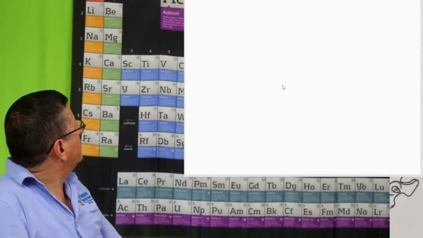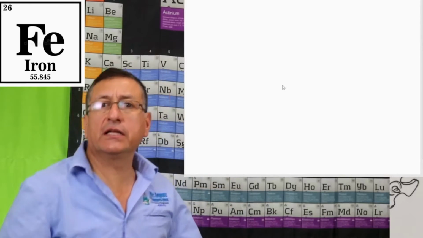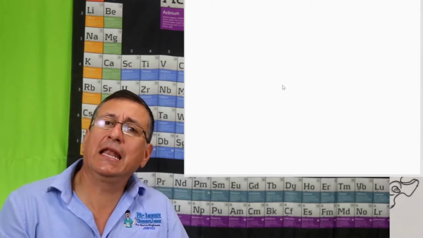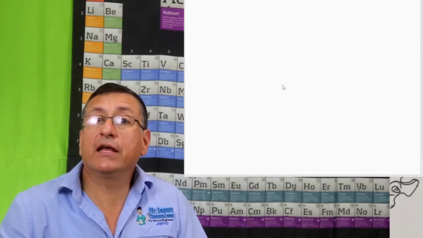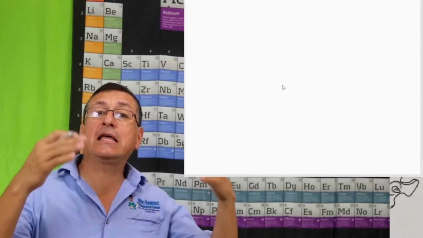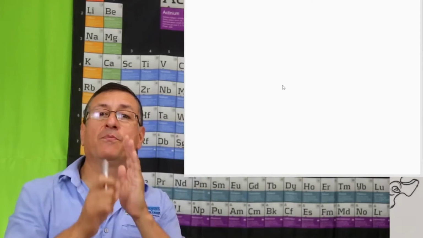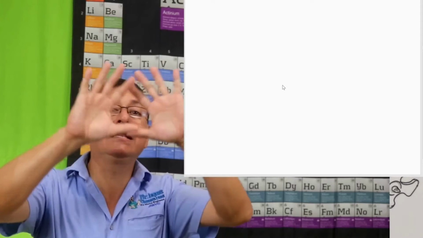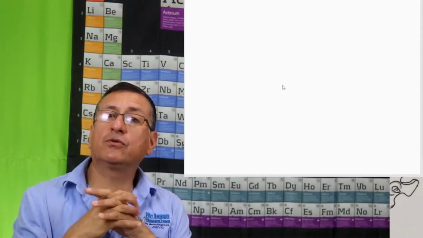Where is iron located? Iron is located here. Iron works with 3 electrons in the last orbit. And we are going to create the oxide of iron. When oxygen attacks the metals, it produces oxides. This is another important consideration, my friend. I explained that the metals, all of them, are excellent conductors of electricity.